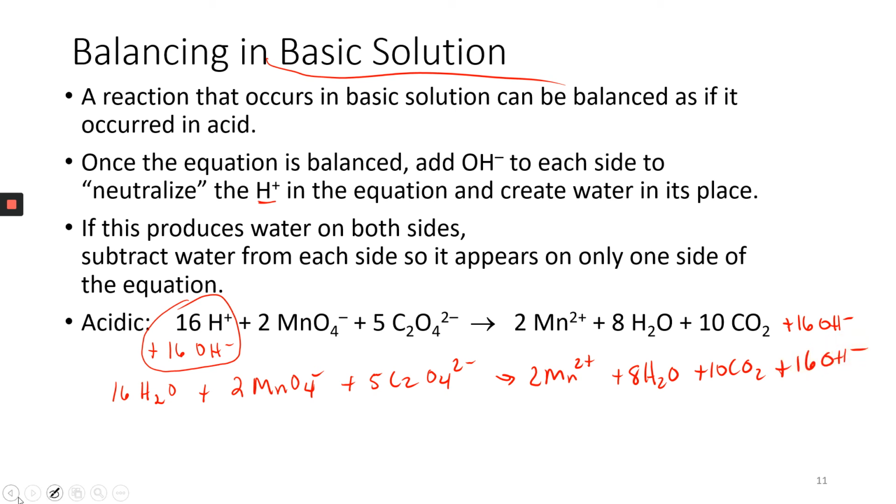But notice I have water on both sides of my equation. I have water here and here. So what you want to do is bring the waters all to one side. So I'm going to subtract 8 waters from here and then subtract them from here. So I end up with 16 minus 8 is 8. 8 waters, and that's a liquid.